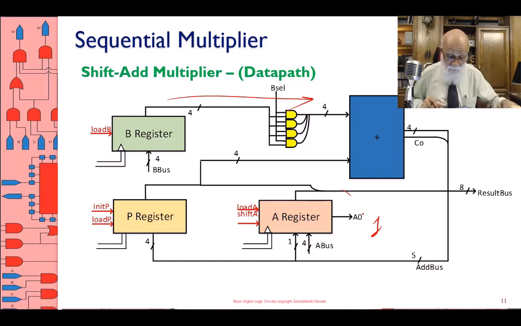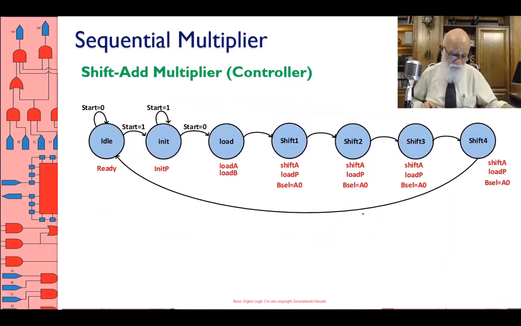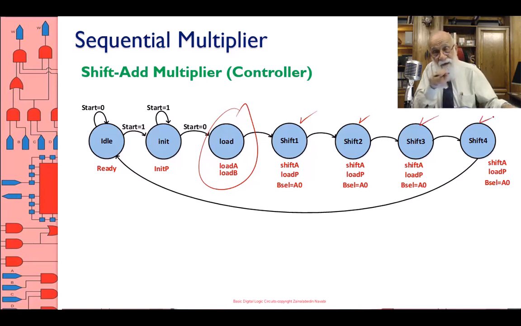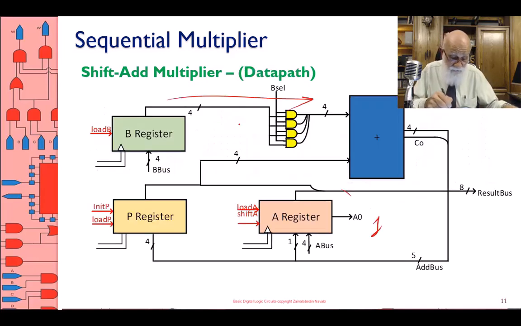This is the data path. And this is the controller. I wait for a start. I load A and B, and then shift A, shift A, shift A, shift A, and at the same time load P. But then I will either select the, look at the AND gates here, I will either select the B register or select 0 to be added with the partial product.